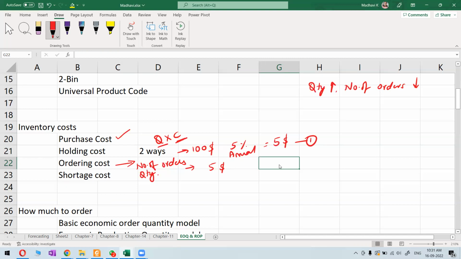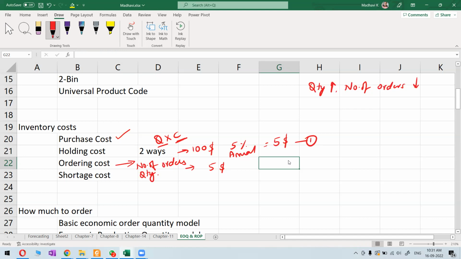Usually this is given in dollars or rupees directly per order. Per order, this is the ordering cost associated with it. And once the material is shipped to us, what is the sorting cost and rearranging them and placing the order, like invoicing, those costs are considered under ordering cost.